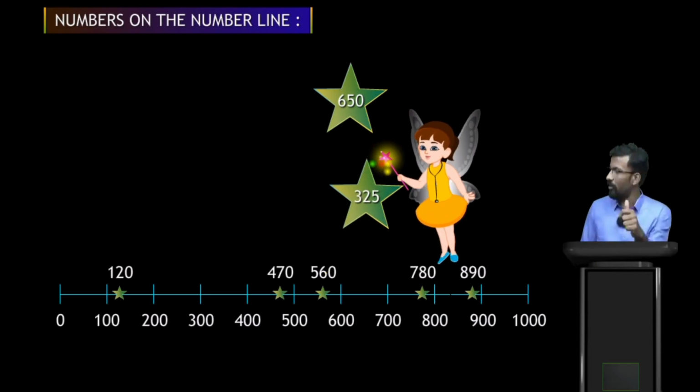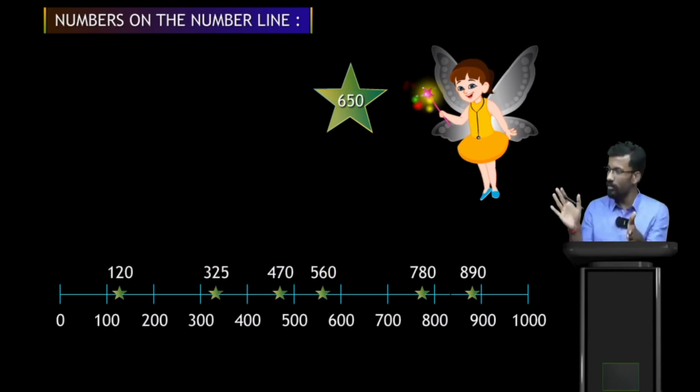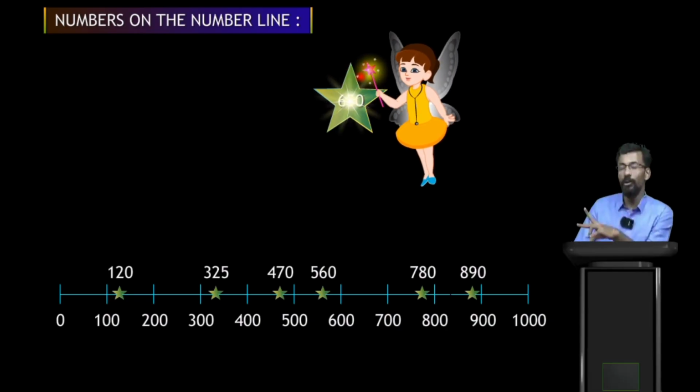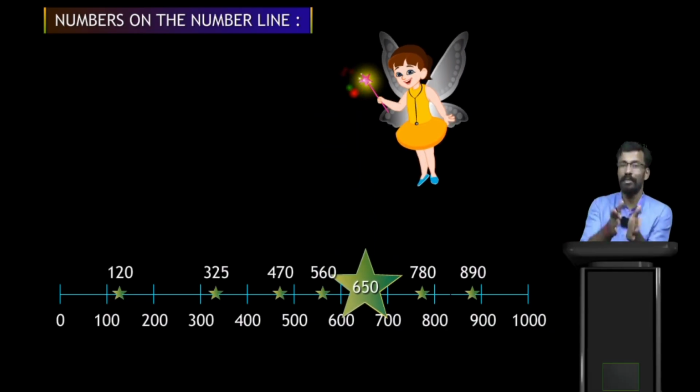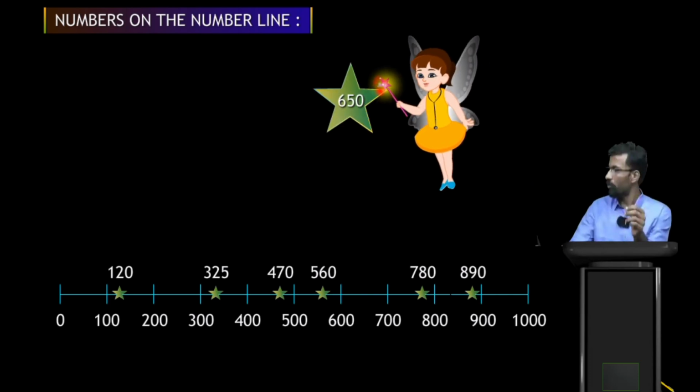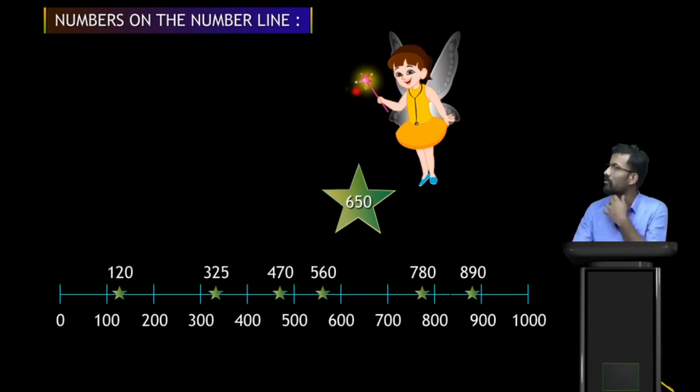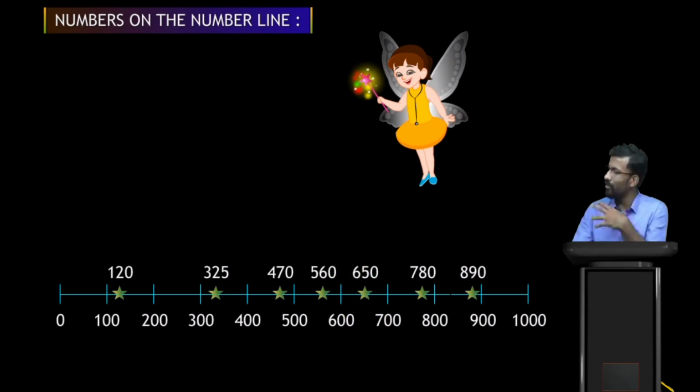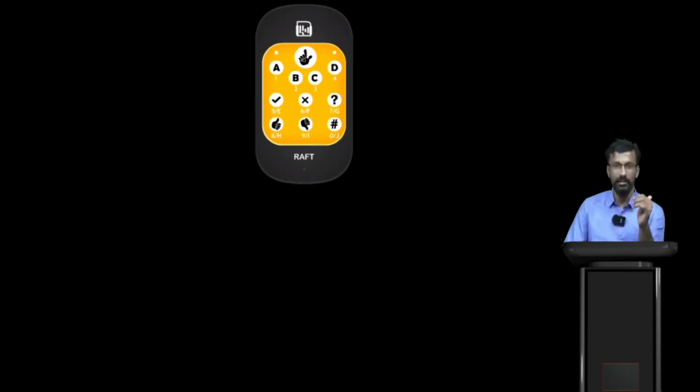For 325, between 300 and 400. Look at the screen. And 650 will lie in the middle of 600 and 700. Look at this. So like this, 650 is lying in the middle of 600 and 700. So these are the number lines.